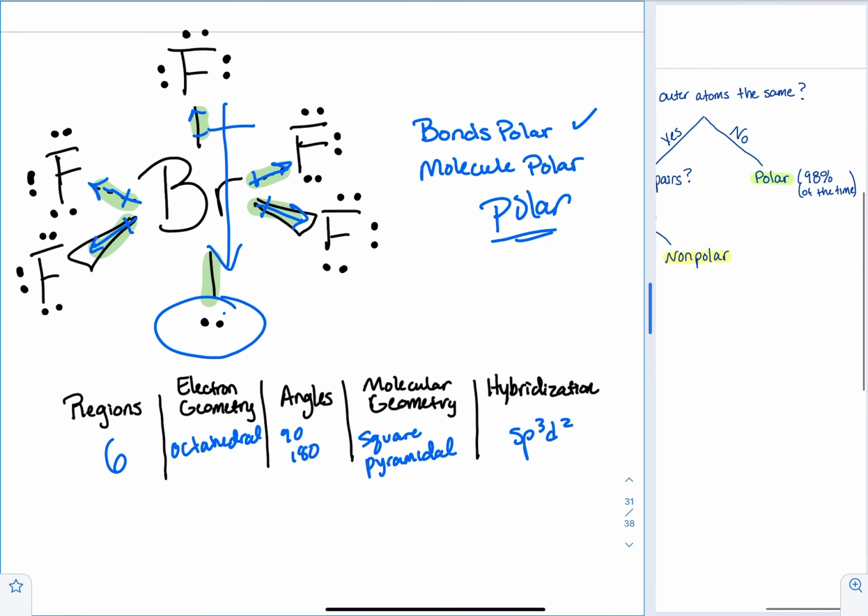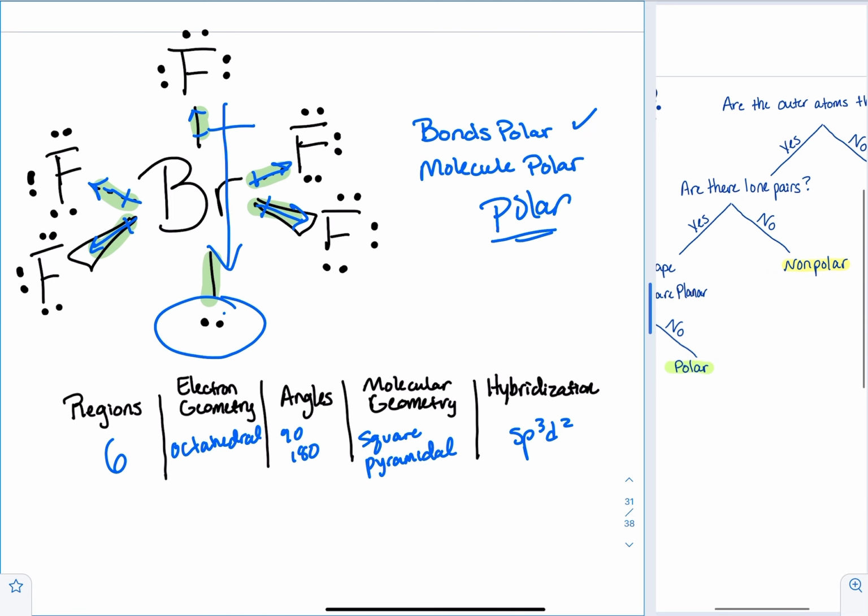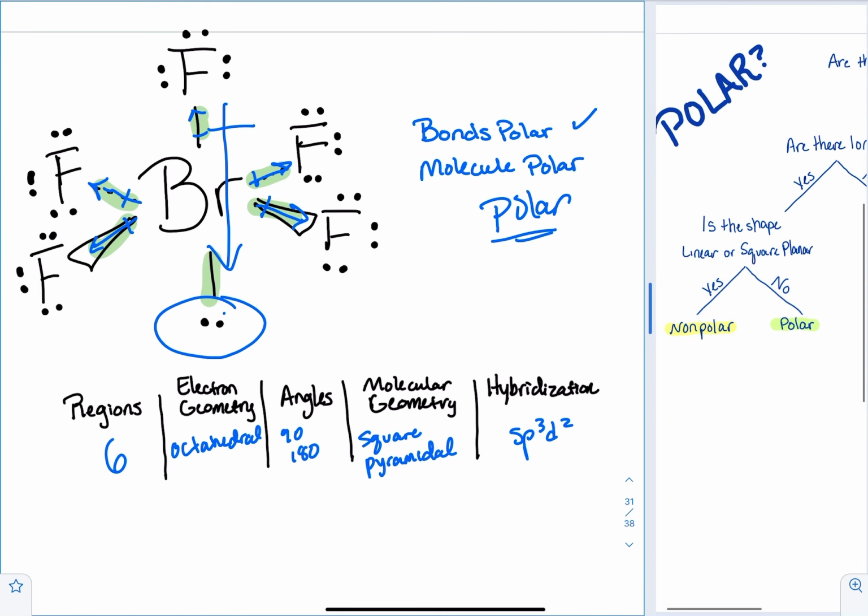And again for our chart, are the outer atoms the same? Yes. Are there lone pairs? Yes. Is the shape linear? Nope, it's not either of those, so it's polar.